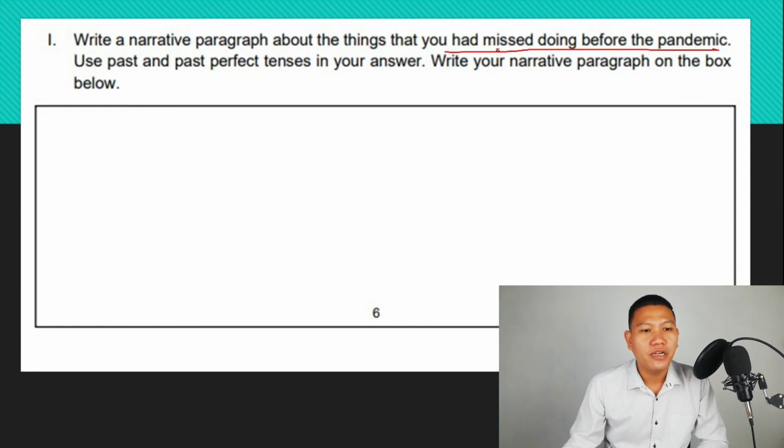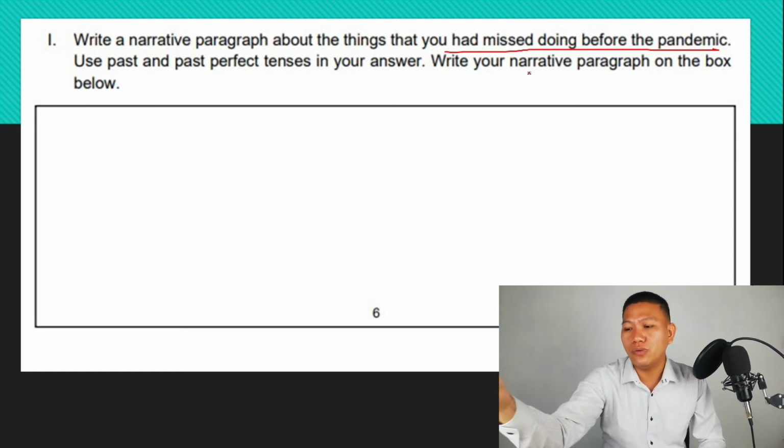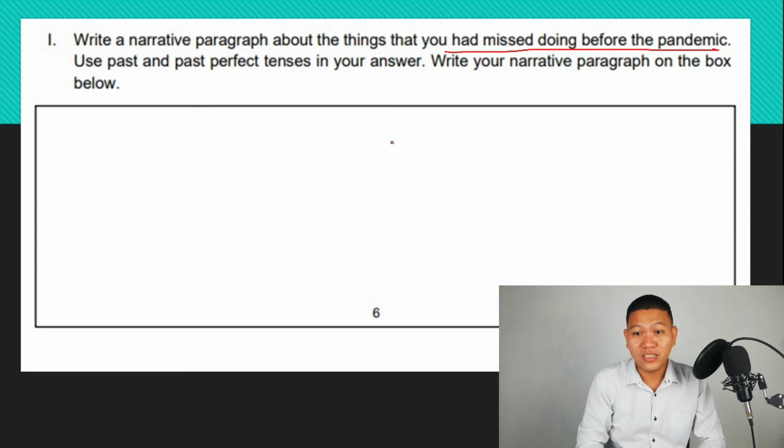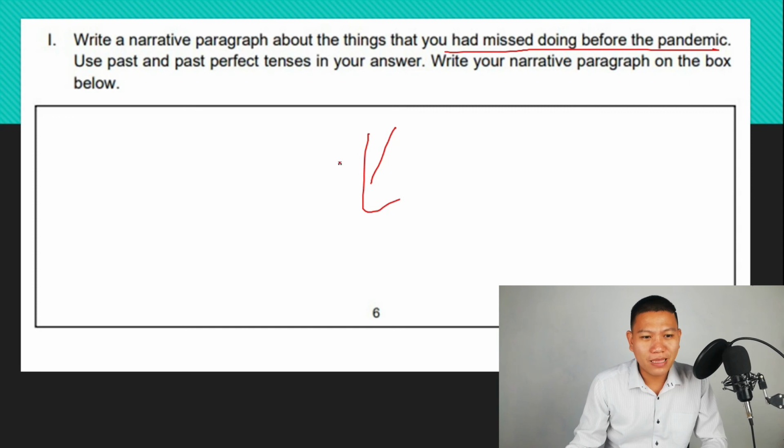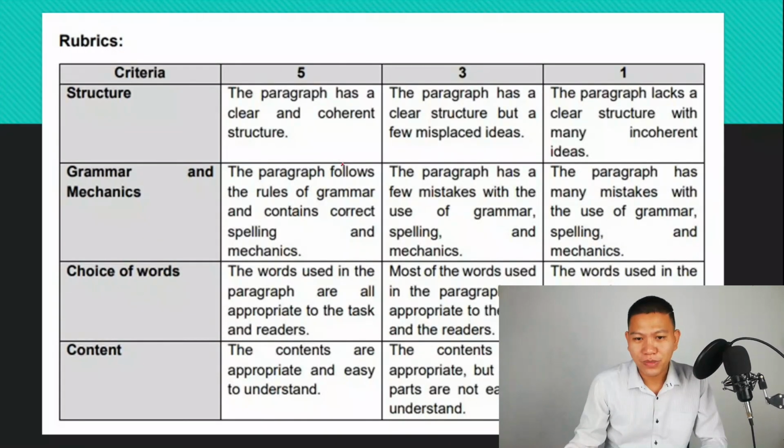Understood? Letter I. Write a narrative paragraph about the things that you had missed during the pandemic. There are many things that we were not able to do because of the pandemic. So what are these things that you had missed? Use past and past perfect tenses in your answer. Write your narrative paragraph on the box. So it could be 1 paragraph or 2 paragraphs, 3 to 5 sentences maybe.